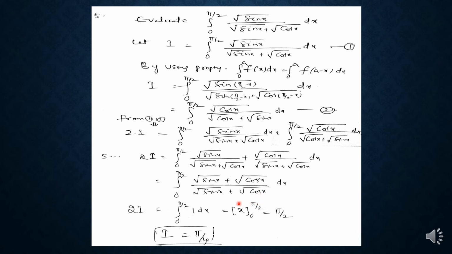Now we can observe that the numerator and denominator are equal, so by cancelling these two we will get integral 0 to pi by 2 1 dx, that is equal to, integral 1 dx is x, so 2I is equal to x from 0 to pi by 2, that is pi by 2 minus 0, that is pi by 2. So 2I is equal to pi by 2, I is equal to pi by 4. Here also we are getting the same result like the previous problem.